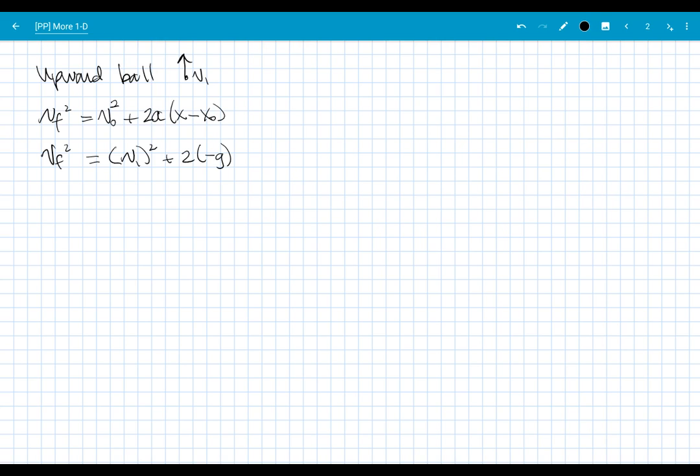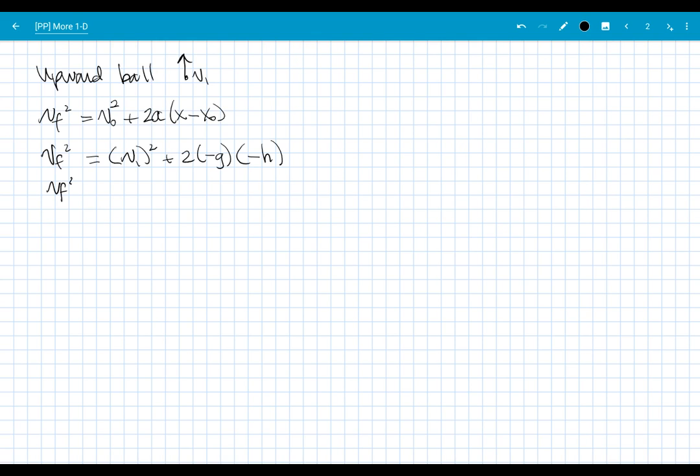And then we have the same displacement here of negative h. The way you can interpret that negative displacement is that the ball ends up lower than it started, regardless of whether it was thrown upward or downward. If you look at the overall displacement, the ball ends up at a lower point than it started, and downward is negative. So I know that my displacement has to be negative there.